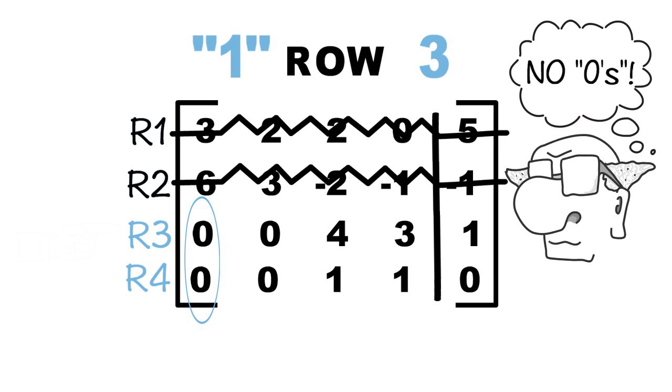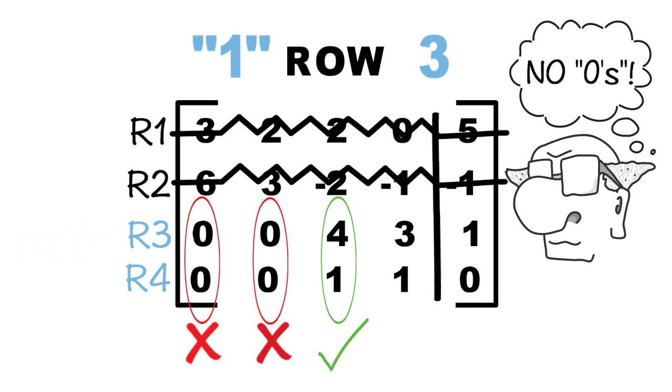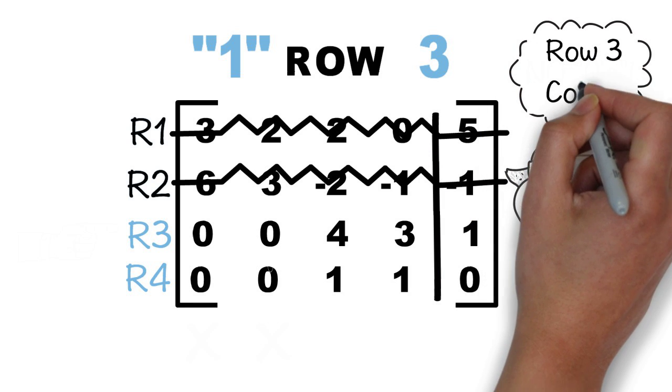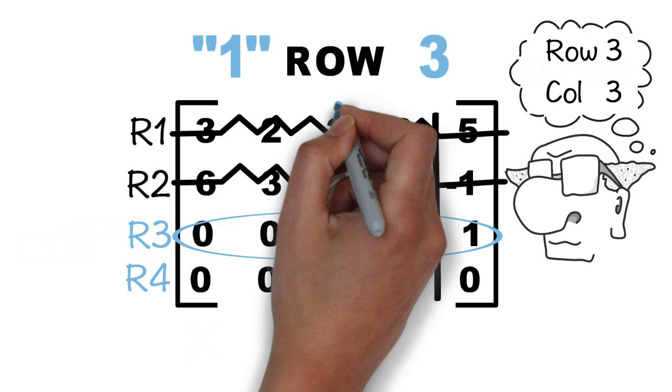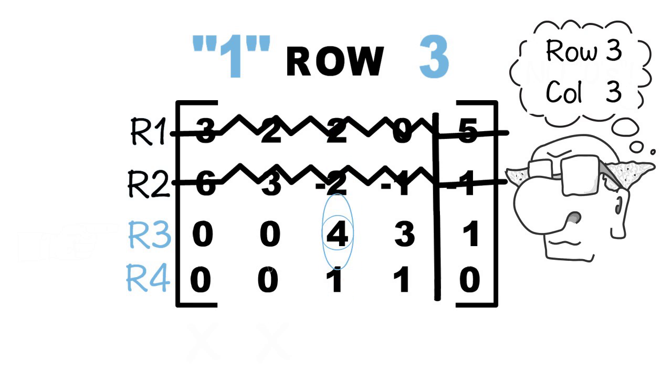So take a look at column 1. That's not going to work for us because all we can see are zeros. Same deal with column 2. All we can see are zeros, but if you move to column 3, then there's something in there that is not a zero. So we're going to focus on the position in row 3, column 3. Row 3 because that's the row that we want, and column 3 because that's the first column that we see that has more in it than just zeros.